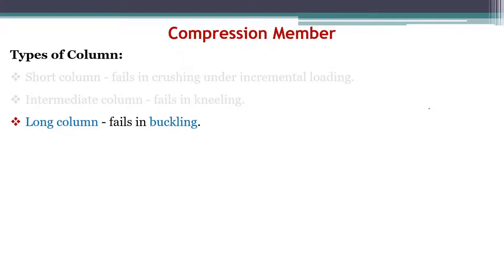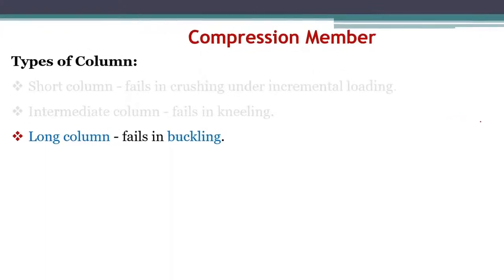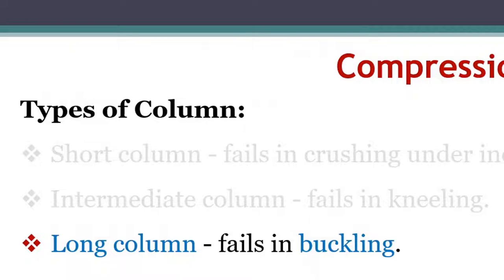So there are three types of column. One is the short column, second is the intermediate column, third is the long column. And we classify these three different types of column based on their slenderness ratio, because all three columns are not behaving in the same manner. As I said, a short column fails in crushing, an intermediate column fails in kneeling, and a long column fails in buckling. All three behaviors are different. That is why we have classified them into three. And those behaviors are predominantly based on the slenderness ratio.